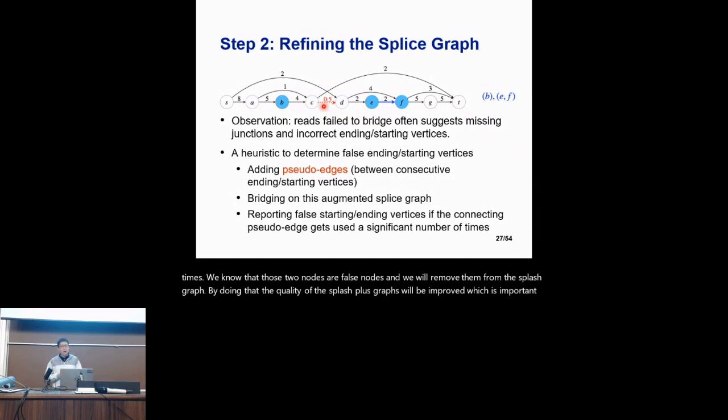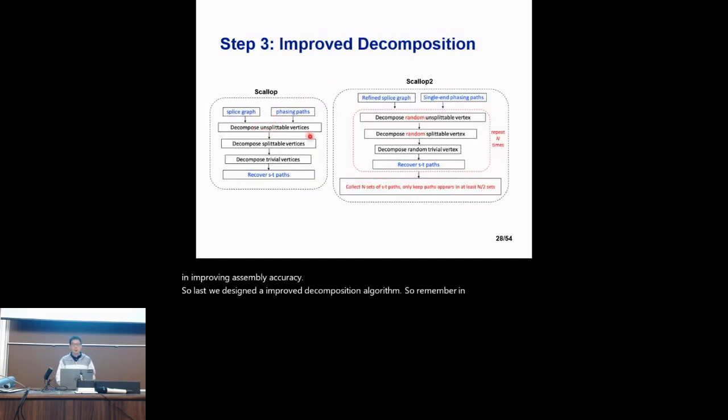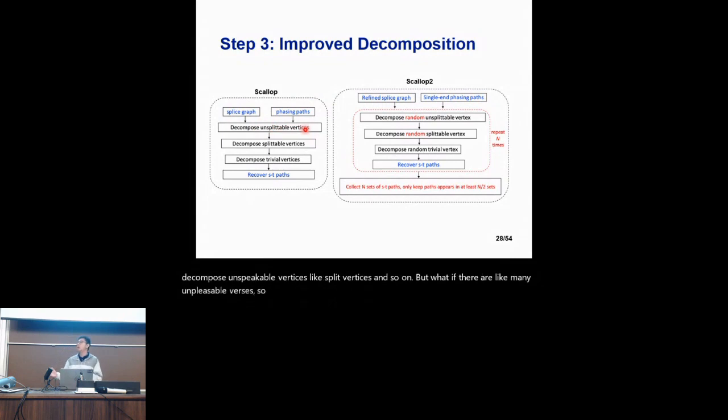So last, we designed an improved decomposition algorithm. Remember in Scallop, we will decompose unsplittable vertices, splittable vertices and so on. But what if there are many unsplittable vertices? So which one to pick to decompose first, following which order? So we realized that the order actually matters.